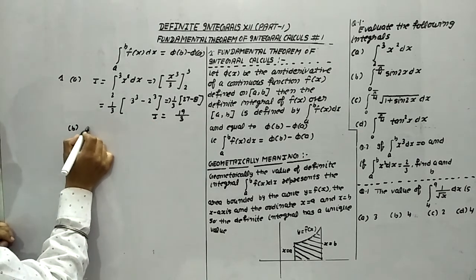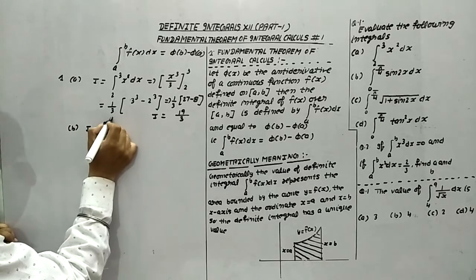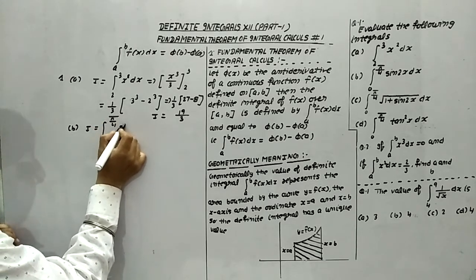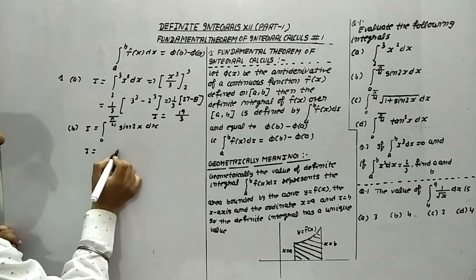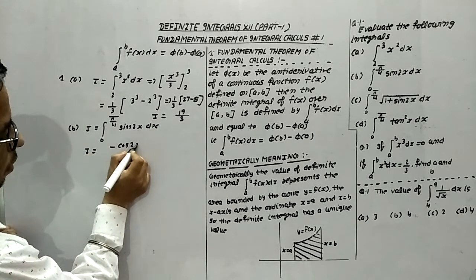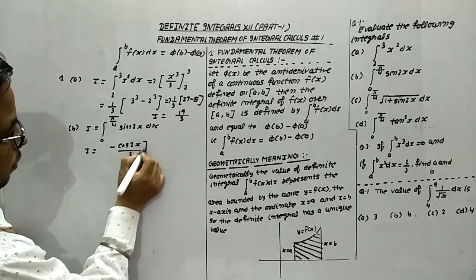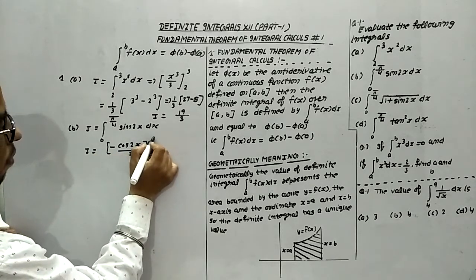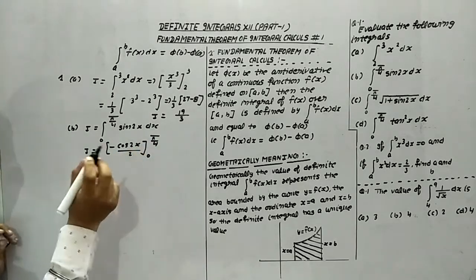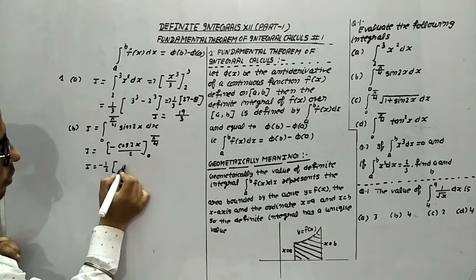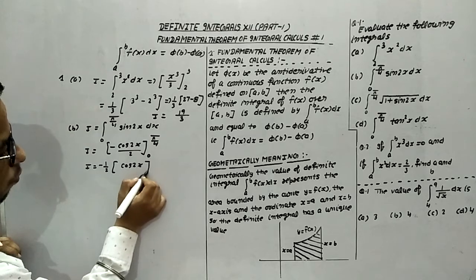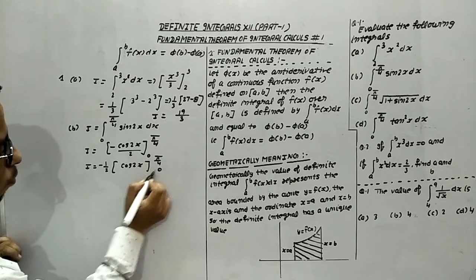Now look at B part. We have to do the integration of 0 to pi by 4 sine 2x dx. Now look at this. What is the integration of sine 2x? Minus cos 2x upon 2, and the limit is 0 to pi by 4. Because minus 1 upon 2 is a constant, take it outside, and this is cos 2x from 0 to pi by 4. Now put the values.